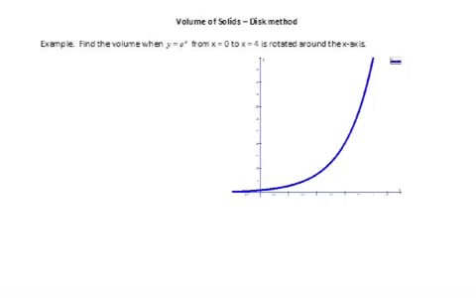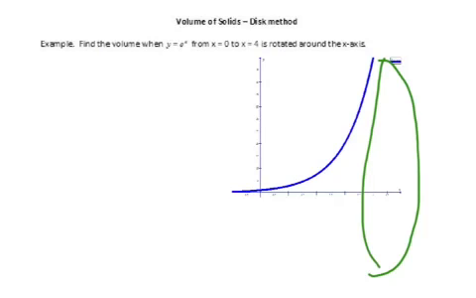Let's find the volume when our function y equals e to the x from x equals 0 to x equals 4 is rotated around the x-axis. First off, let's get a picture of what this is going to look like. Here's our graph of y equals e to the x, and we want to rotate it. So let's rotate it around the x-axis.